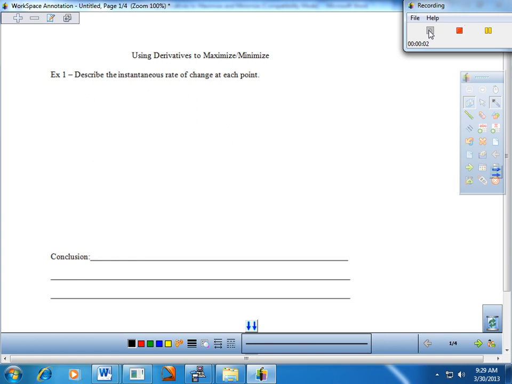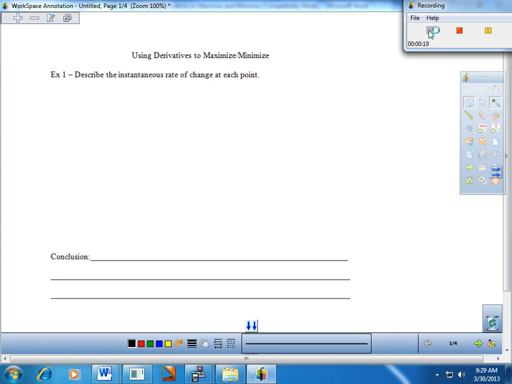Welcome. Today's notes worksheet is entitled Using Derivatives to Maximize or Minimize. You've probably done a variety of application problems over the last couple of years dealing with what is called optimization, either trying to maximize a particular quantity or minimize a particular quantity.